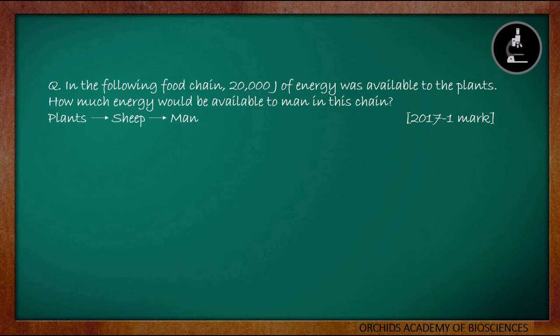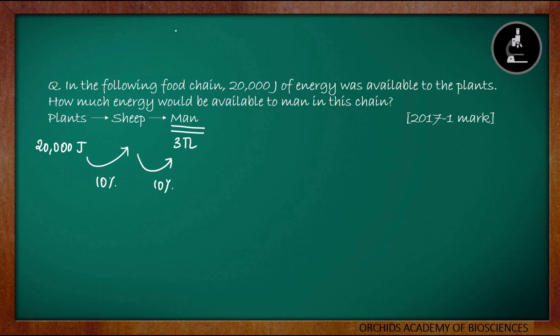In the following food chain, 20,000 joules of energy was available to the plants. So to the producer level, how much amount of energy was there? 20,000 joules of energy. How much energy would be available to the man in this chain? So man is at which trophic level? At the 3rd trophic level. We know from plants to sheep 10% energy will go, from sheep to man 10% energy will go. Simple calculation, a 1-mark question.